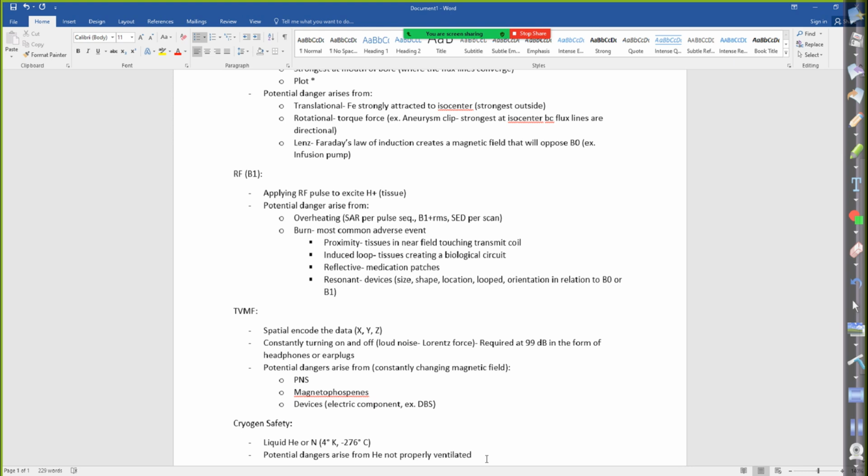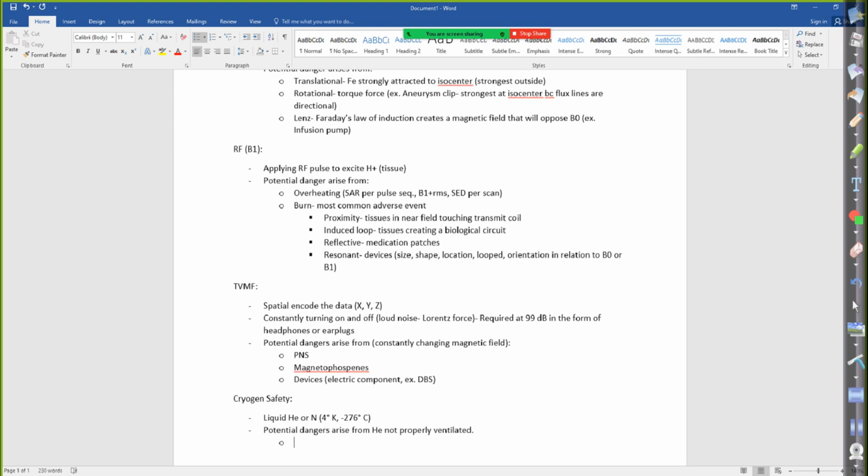Not properly ventilated. All right. So, what can happen when those helium gases build up? What are the concerns there? It's going to go really bad really quickly. The patient inhaling? Asphyxiation, so unable to breathe. I cannot spell asphyxiation.